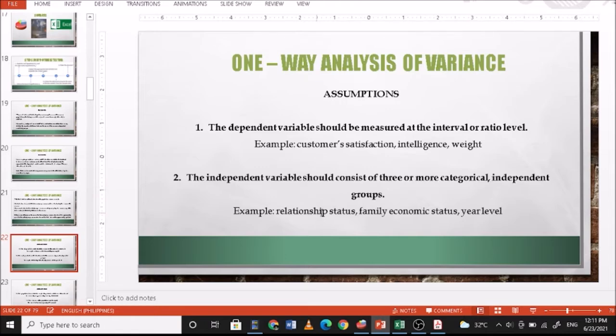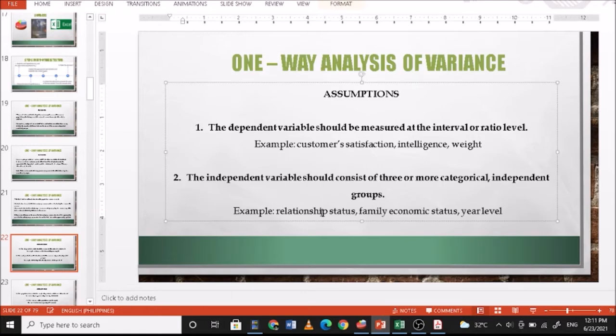Example, relationship status, so whether you're single, married, divorced, widowed. Family economic status, whether you belong to the upper class, the middle class, the lower class. And right now we actually have upper class, upper middle class, upper lower class, or middle class, that classification. There are 16 all in all. Then year levels, whether you're a first year, second year, third year, fourth year. So those are categorical independent groups.